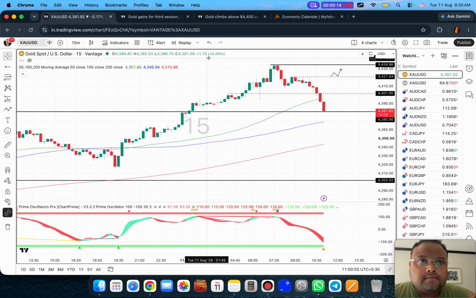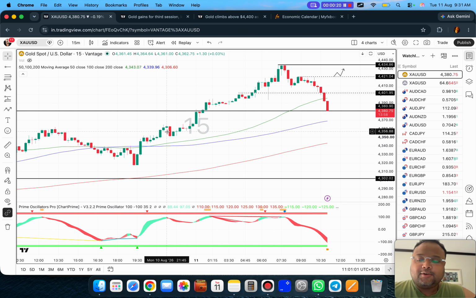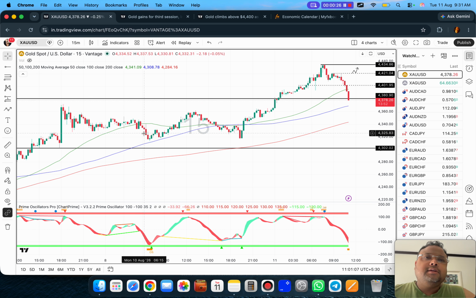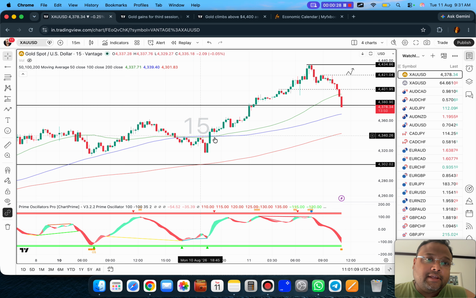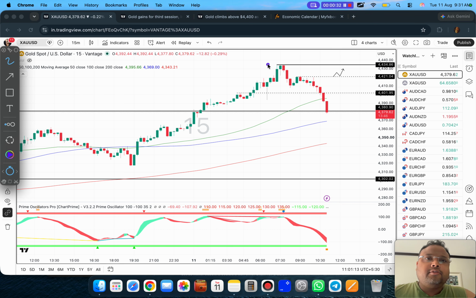So let's get started. My dear friends, this is the 15-minute chart of gold in front of us, and we can see that gold has shown a good amount of upside yesterday as well. Gold is on a bull run for the last 3 days. After making a high of 4436, right now gold is in consolidation.